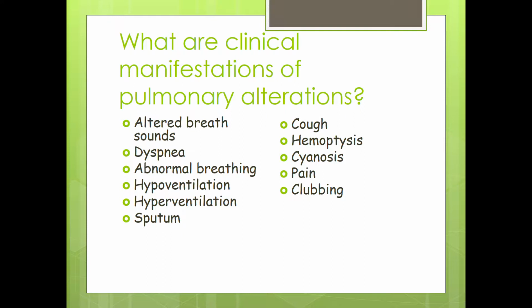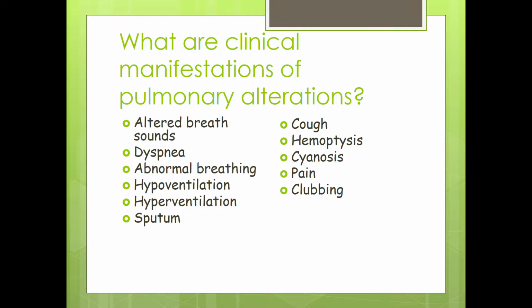They may have something called paradoxical breathing, and that's when your chest is rising at a different time point than your abdomen. So it's also called seesaw breathing. And we see that a lot in children, but you'll also see it in adults in respiratory distress as well.